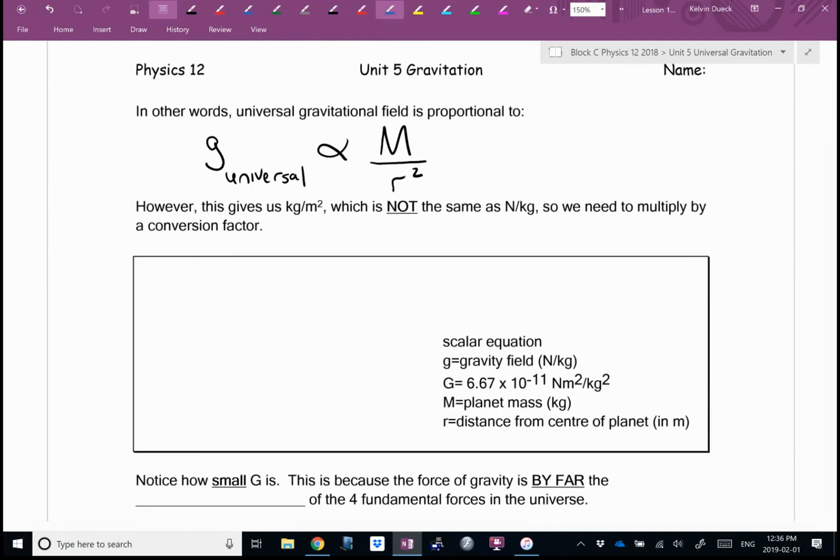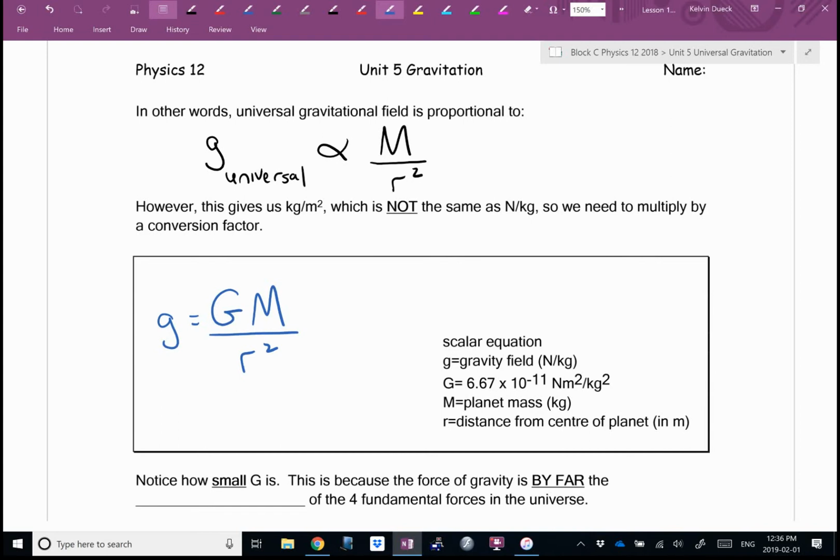Here is the universal gravitational field equation. Little g equals big G, big M, over r squared. Did I put that on your formula sheet? Sort of. And I'll explain to you how sort of later on.